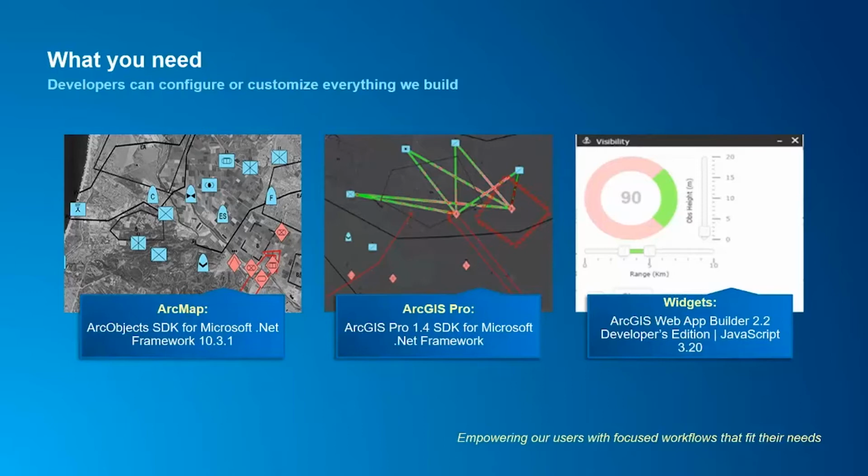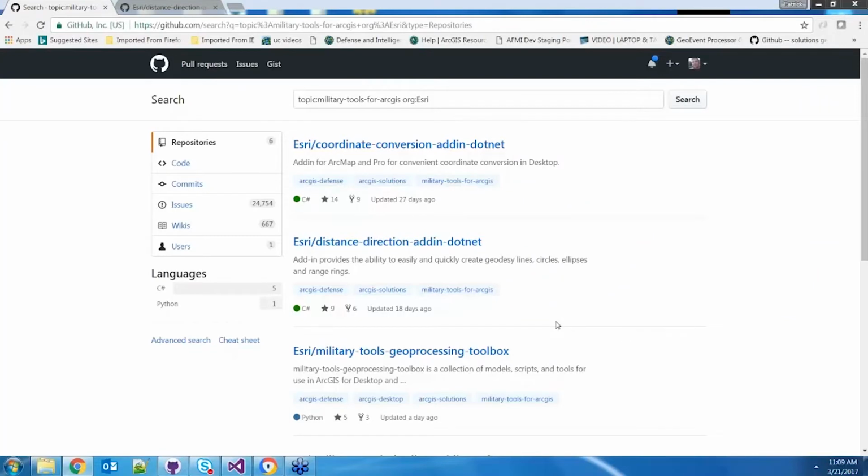Let's switch over to Patrick, and Patrick can walk through and show us some of the code itself. All right. So now we've downloaded all of our SDKs and installed them. What's the next step? Well, first place we want to go is to GitHub and get the source code for whichever repository we're working in. Today we're going to work in the distance and direction add-in.